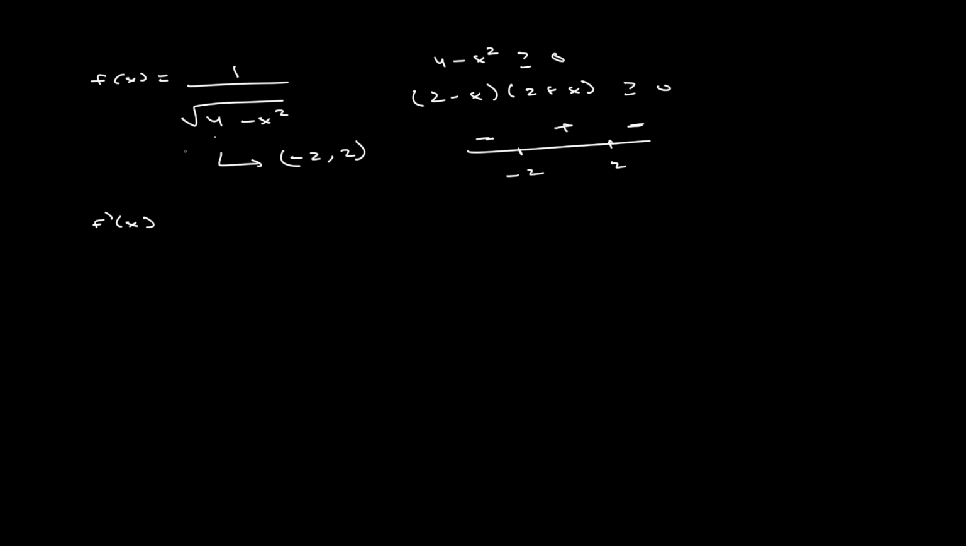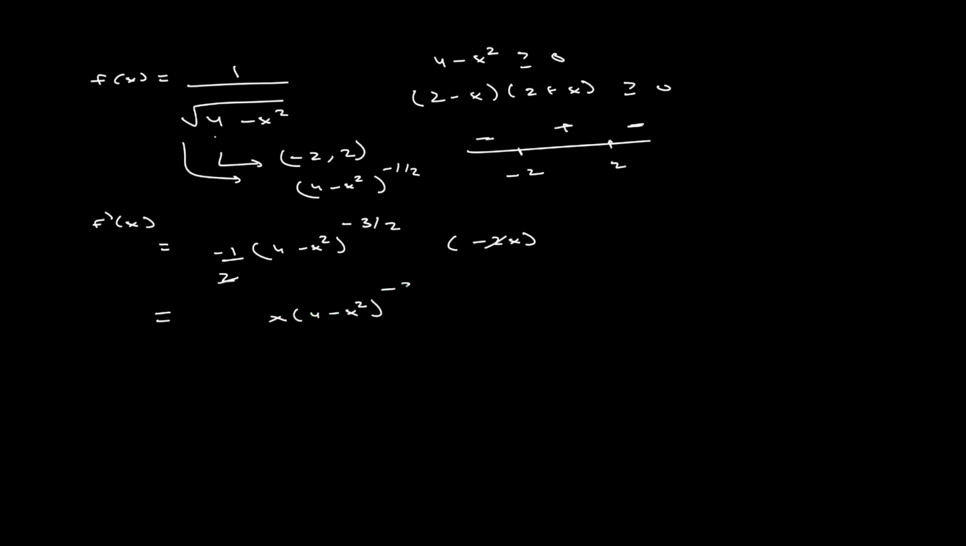So I'll rewrite this original one as 4 minus x squared to the power of negative 1/2. So f prime of x is just negative 1/2, and then we get 4 minus x squared to the power of negative 3 over 2, and then through the chain rule we have minus 2x over here. These 2's cancel out, and so we get x times 4 minus x squared to the power of negative 3 over 2 is equal to f prime of x.